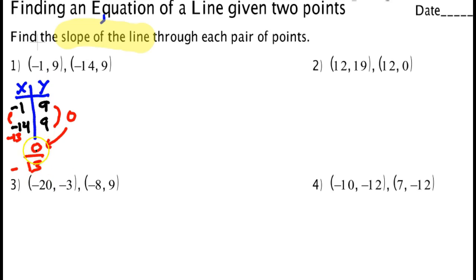Now, if you're not sure when there's a 0 on top, what should it be? It might help to do a little mock graph here. So negative 1, 9. And negative 14, 9. And you can see that it's a horizontal line. And if you remember that horizontal is a 0 slope, that'll lead you back here to say, oh yeah, when the 0 is on the top, that's a 0 slope.